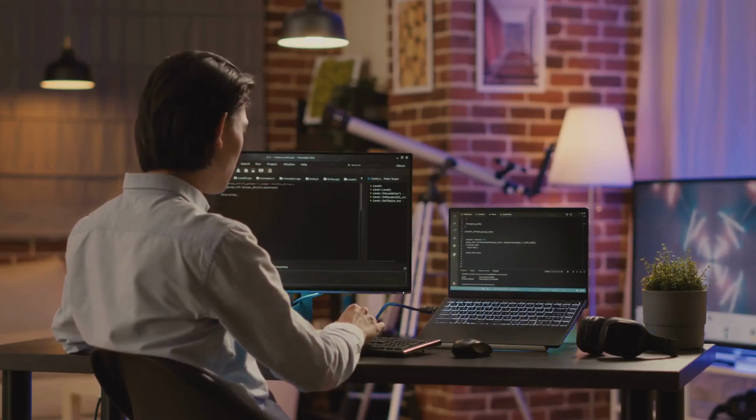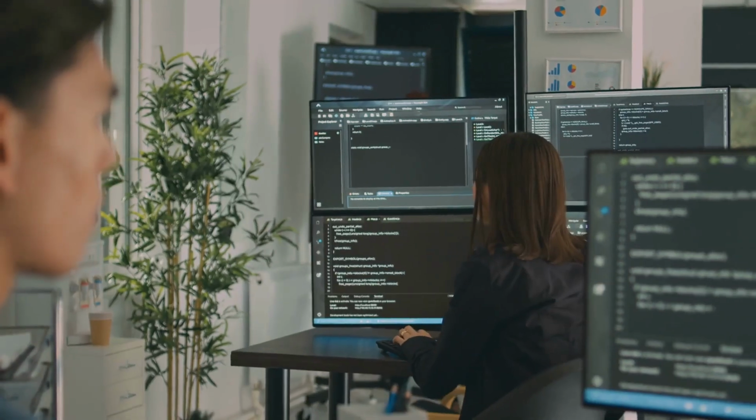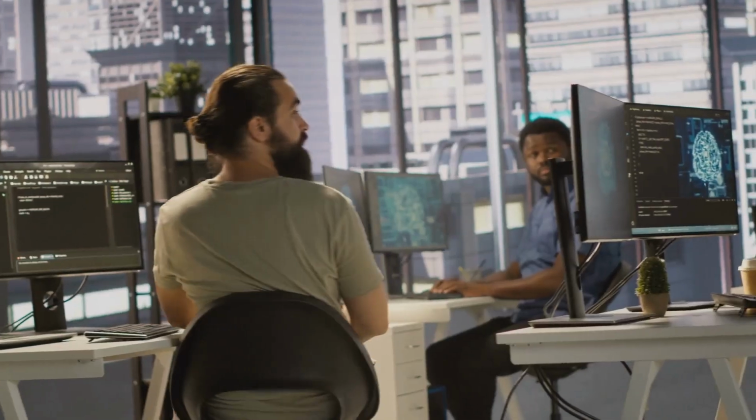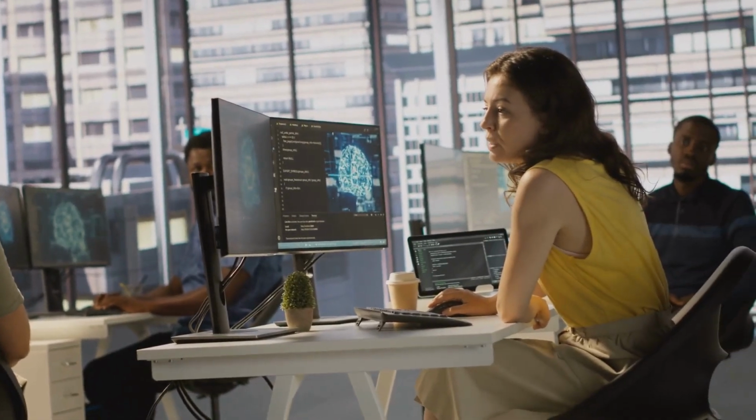What this means for you. If you're a developer, start experimenting with Claude 3.7 now. Learn its strengths and limitations. Figure out how to integrate it into your workflow. The early adopters will have a significant advantage as these capabilities become mainstream.